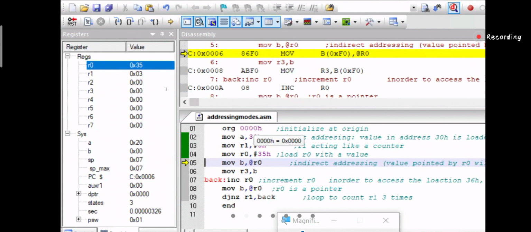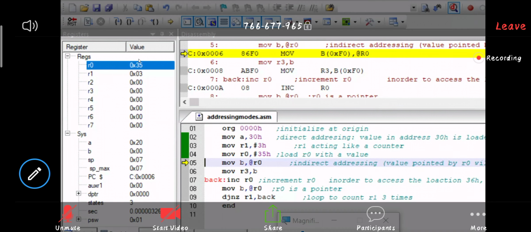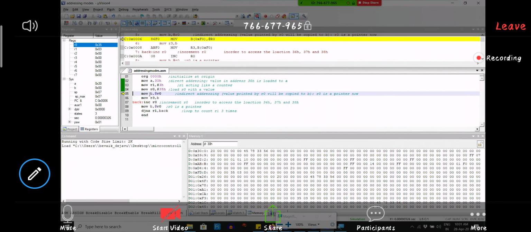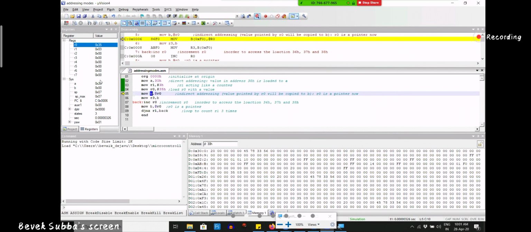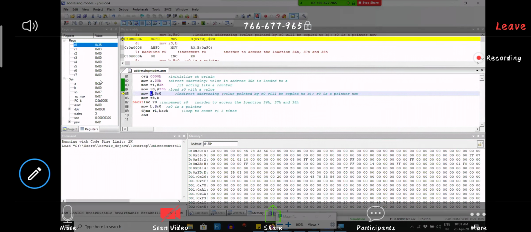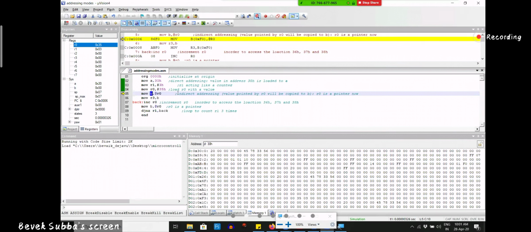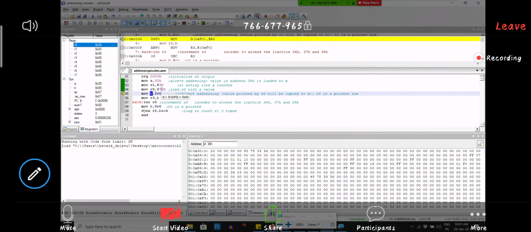Now, what should be the value of B here? What should be the value of B? 35. It should be 45. Why should it be 45? Because it is pointed to by R0, to location 35H.